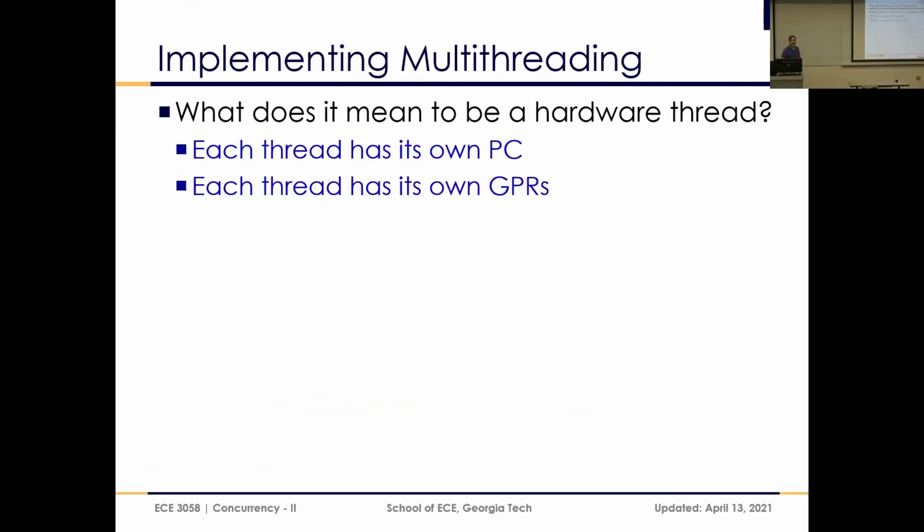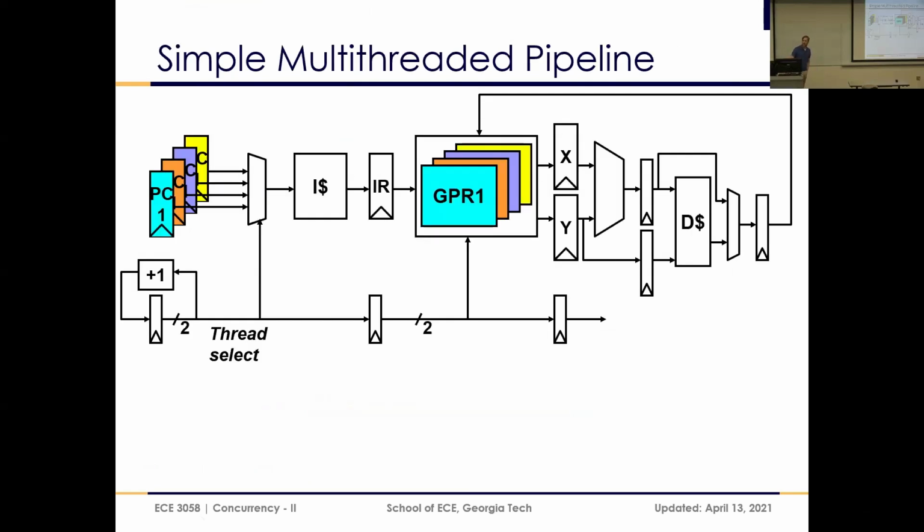Each thread has its own PC. Each thread has its own general purpose registers. So here's what our pipeline now looks like. We have to add some hardware, but that's not too much hardware to add. Does that make sense? Everybody with me?